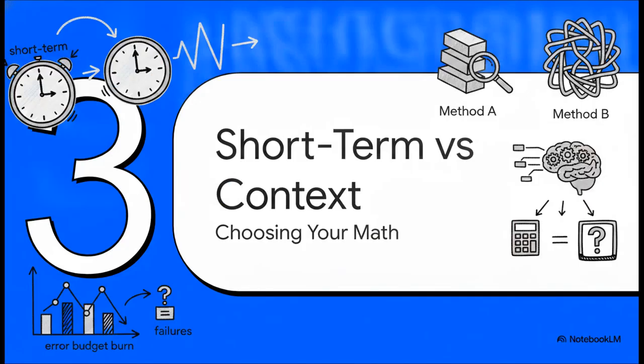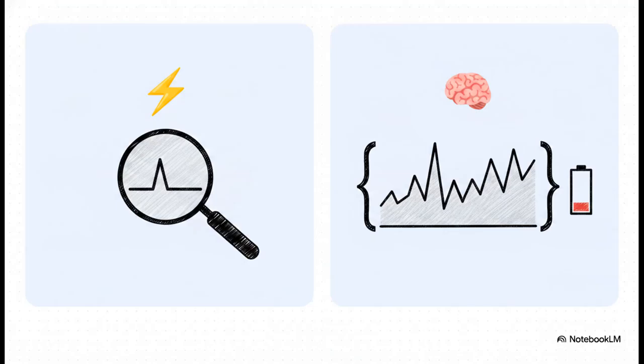Let's move on to Section 3, Short-Term versus Context-Aware. Now, how do we actually run the forecasting math on those 438 allowed failures? Because, as it turns out, not all forecasting is created equal. We essentially have two very different methods here. There are short-term projections, which ignore past failures to focus entirely on recent spikes, versus context-aware calculations, which factor in your entire 30-day sliding history of system health.